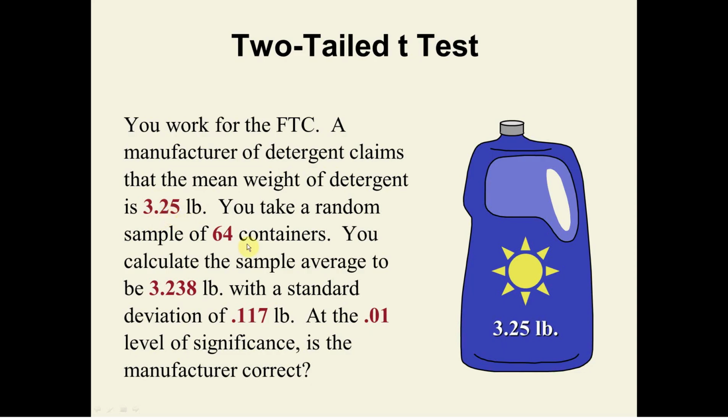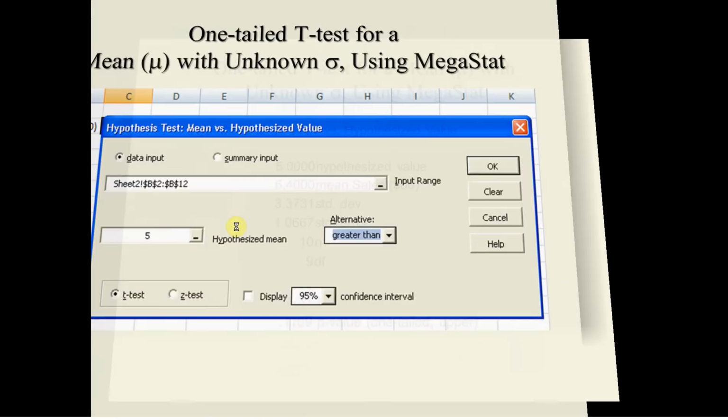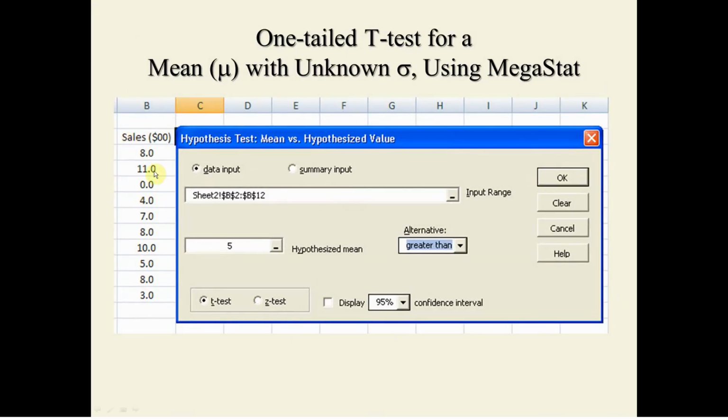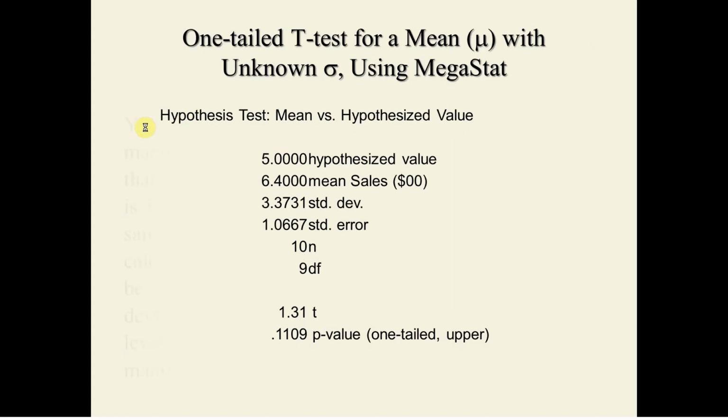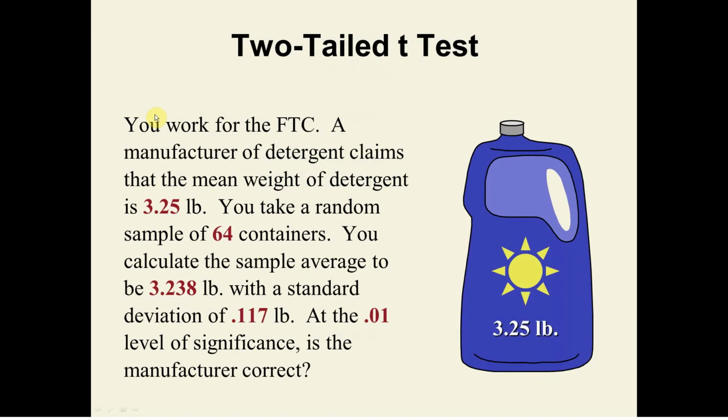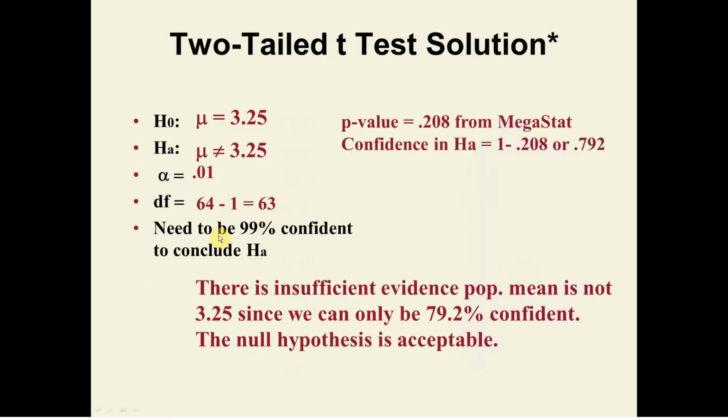Now notice that we have a sample of 64. In these other ones, we did not have a sample of at least 30. So in those cases, we should check whether this data is normally distributed or not to meet the t-test assumption. In this case, we don't need to bother because there are more than 30 data points. So we state the hypothesis. Okay, mu is equal to 3.25. That's going to be the null because it has the equality. So the alternative is not equal. Alpha is equal to 0.01.